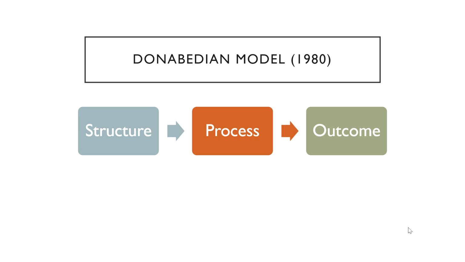And then finally, the outcome component measures the results of healthcare interventions. So are patients actually getting better? For example, are mortality and morbidity rates reducing? Are patients satisfied? So it helps us evaluate healthcare by examining these 3 main components of structure, process, and outcome.